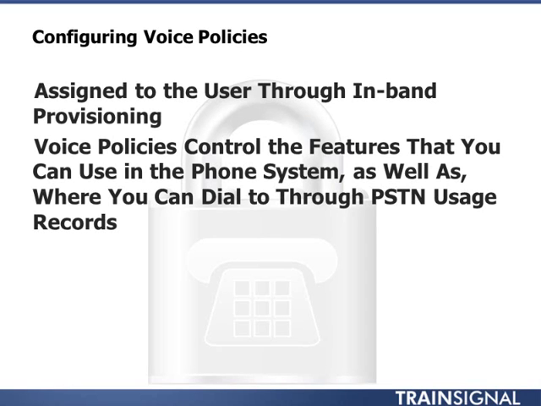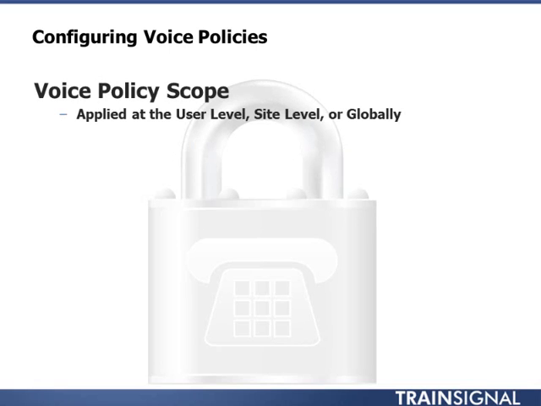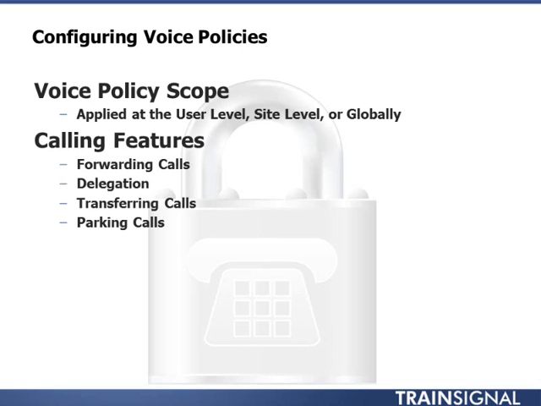I think of voice policies kind of like permissions. They define the permissions for the features that you can use and the permissions for where you can call to. When we set up our voice policies, they can be applied at the user level, at the site level, and globally. Once again, the preference will be for the user level. So when you register as a user, if you have a user level policy, that is the one you're going to use. If you don't have a user level policy, your next preference would be site level. And if you don't have one at either the user or the site level, you will get the settings from the global voice policy.